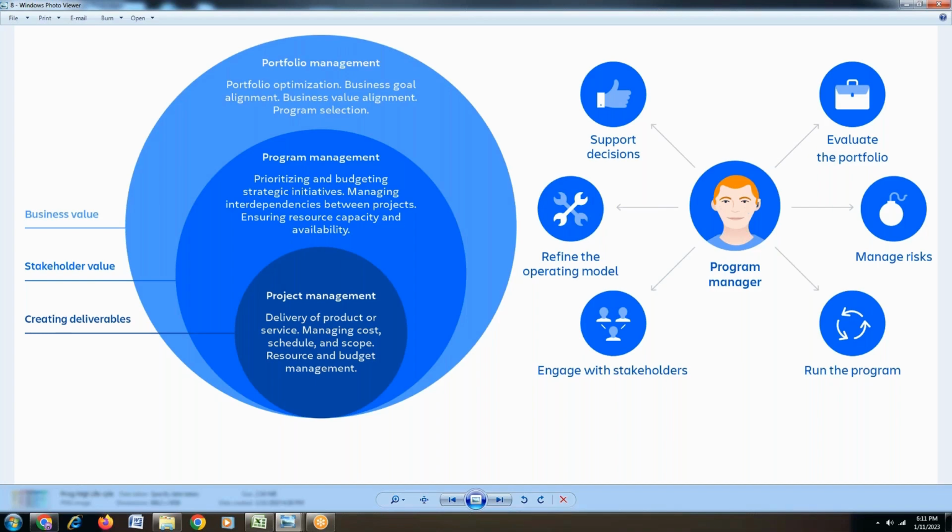So if you are a program manager, the very first thing you have to do is evaluate the portfolio. Second, you need to manage the risk. Third, you need to run the program. Followed by this, you need to engage the stakeholders. Now you tell me, how are you going to engage the stakeholders? What is the way of doing engagement? First question, who are stakeholders? Second, why is stakeholder engagement required and how do we engage stakeholders? So let us discuss these 3 points first.